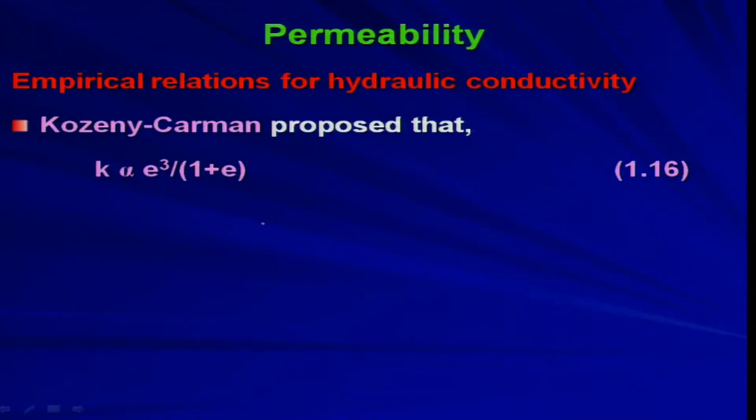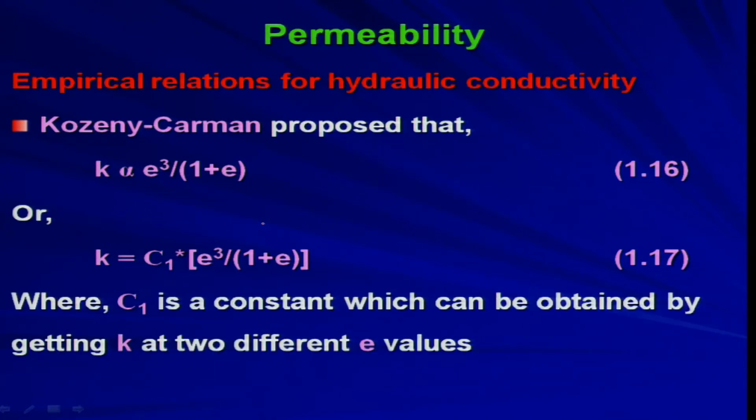Now, coming back to the empirical equation once again, Kozeny and Karman proposed that K is proportional to e cube by 1 plus e, where e is the void ratio, or K is equal to C1, some constant, multiplied by e cube by 1 plus e, where C1 is a constant which can be obtained by getting K at two different e values. So, any soil you take, for different e values you find out the permeability, and based on that you find out C1. Once C1 is obtained, you can find out K for any other void ratio.